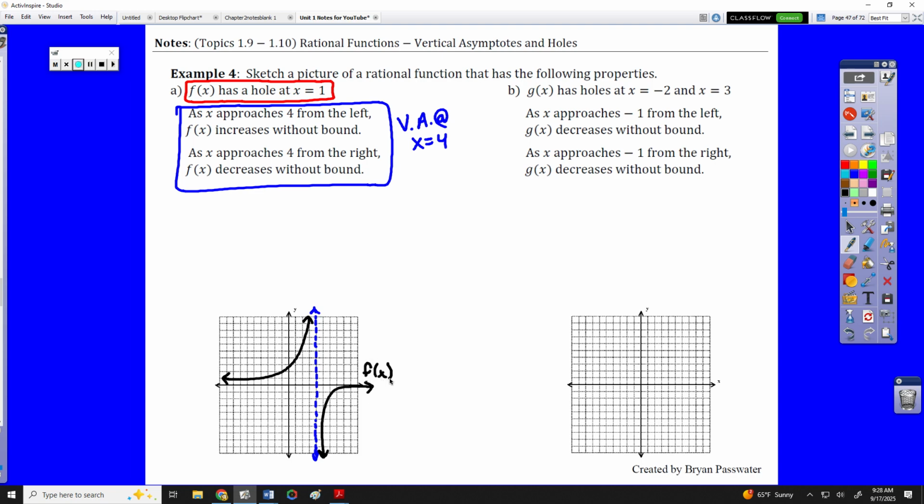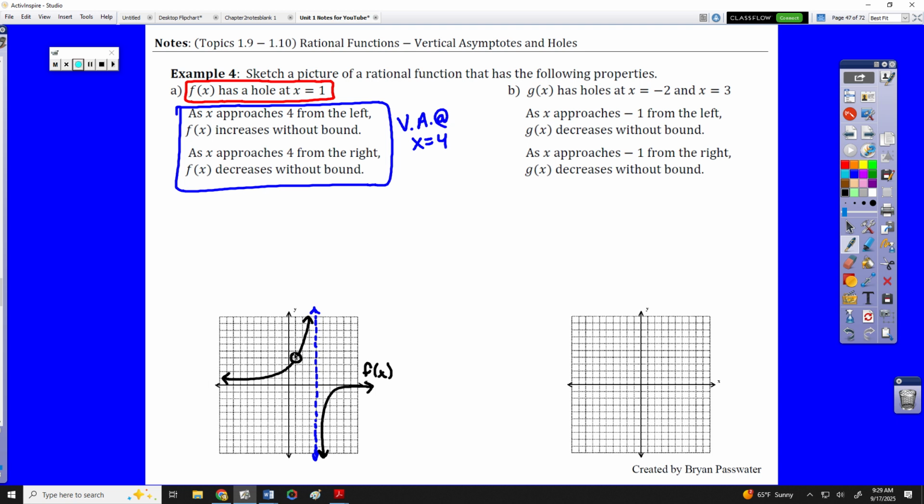So then the other part is the hole. The hole is actually very easy to deal with because once we have the vertical asymptote drawn, we simply erase the graph at x equals 1 and insert a hole. Now that picture will match that verbal description. It has a hole at x equals 1, and it has a vertical asymptote at x equals 4. The rest of it, whether it has a horizontal asymptote, a slant asymptote, or an oblique asymptote, none of that matters. All that matters is that we have a vertical asymptote at 4 and a hole at x equals 1.